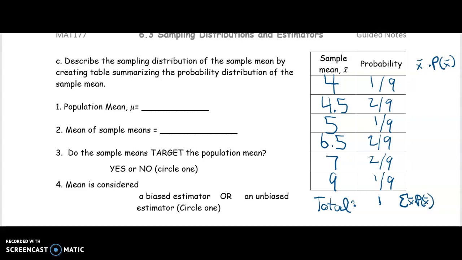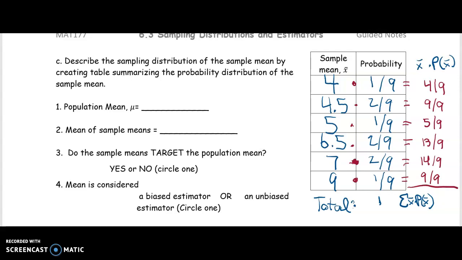So I'll take 4 times 1/9, and I'll get 4/9. 4.5 times 2/9, I'll get 9/9. 5 times 1/9 is 5/9. 6.5 times 2/9 is 13/9. 7 times 2/9 is 14/9. 9 times 1/9 is 9/9. And I will add those all together. When I add them all together, I get 6. So the mean of the sample means is 6.